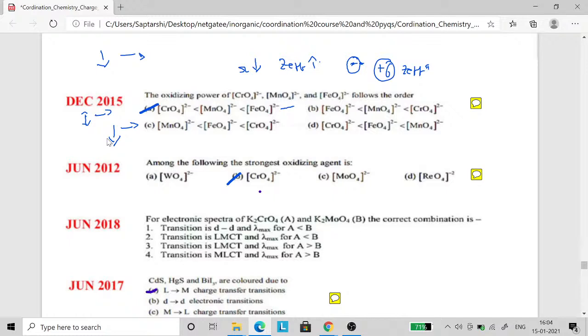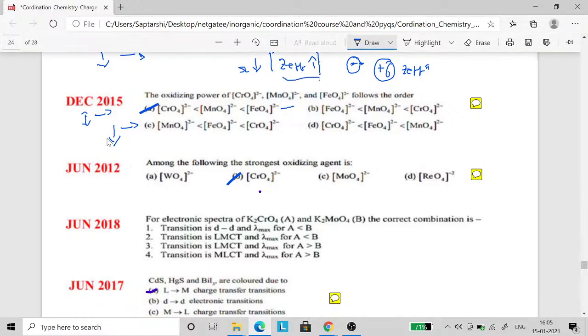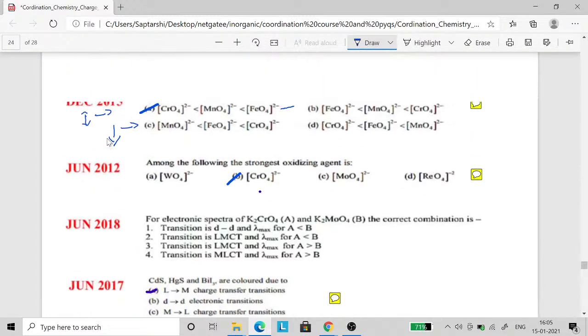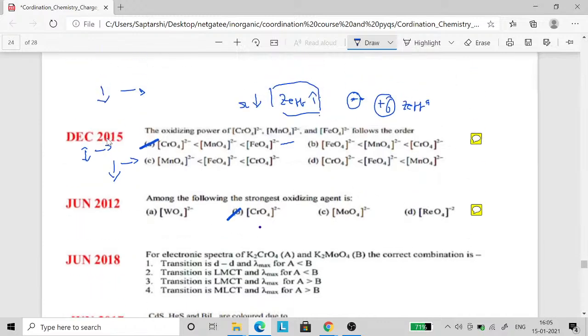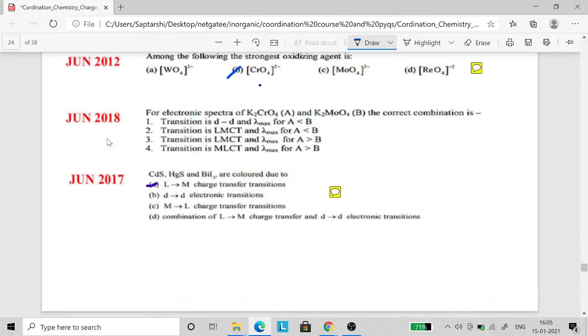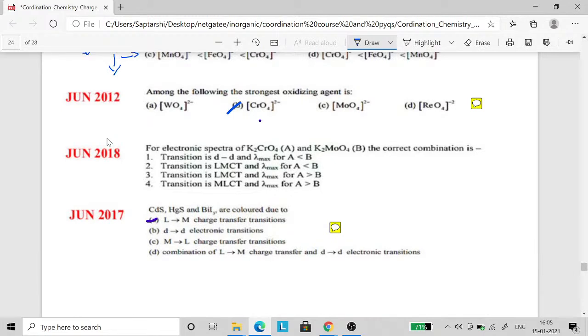So that's why FeO4 2- has the highest oxidizing power, higher than MnO4 2-, because going across the period the radius decreases, because of which the Zeff increases. All of these three have the same charge, that is +6. So we have to use this Zeff concept to solve this. That makes sense because the ability to accept electrons increases, oxidizing other things.